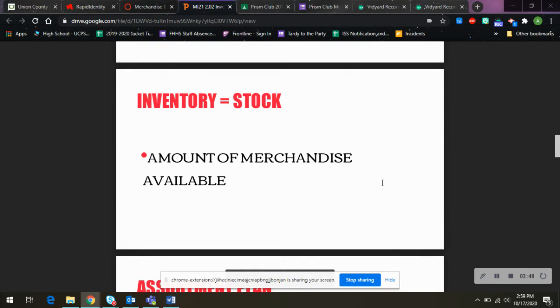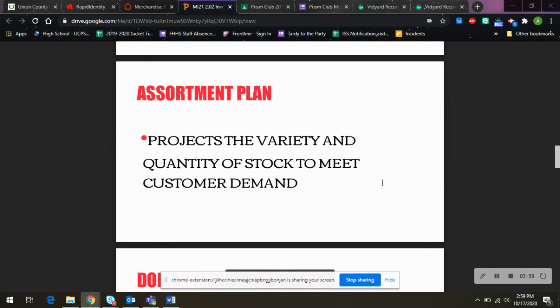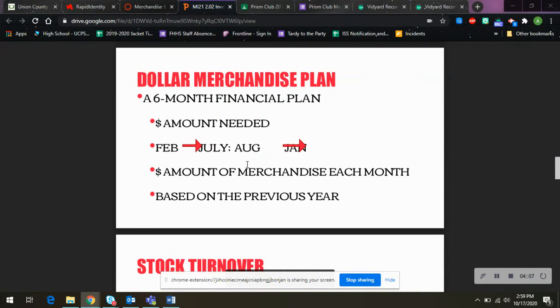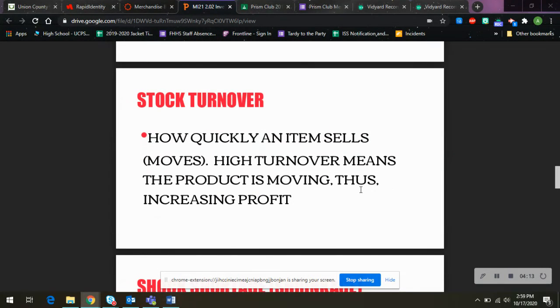So inventory equals stock. Stock and inventory are interchangeable. You can use both of those words to describe the same thing. And that's the amount of merchandise that is available within the store. Assortment plan projects the variety and quantity of stock to meet customer demands. And this is just going over a dollar merchandise plan, so how much they want to sell, how much money they need, all of that stuff. Stock turnover is how quickly an item sells.